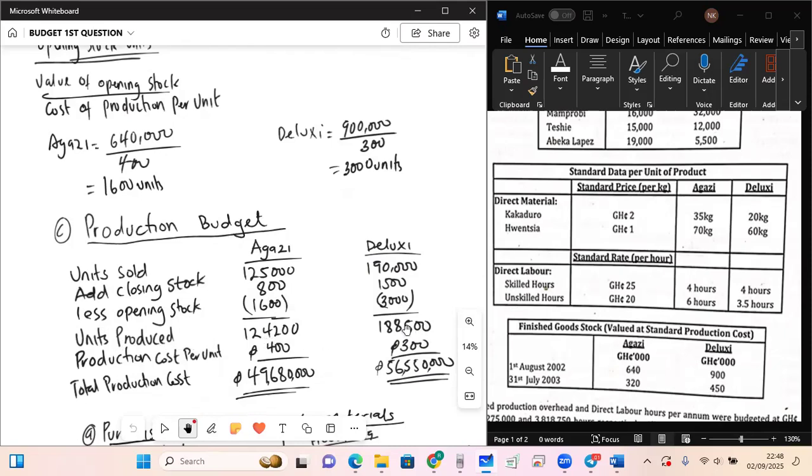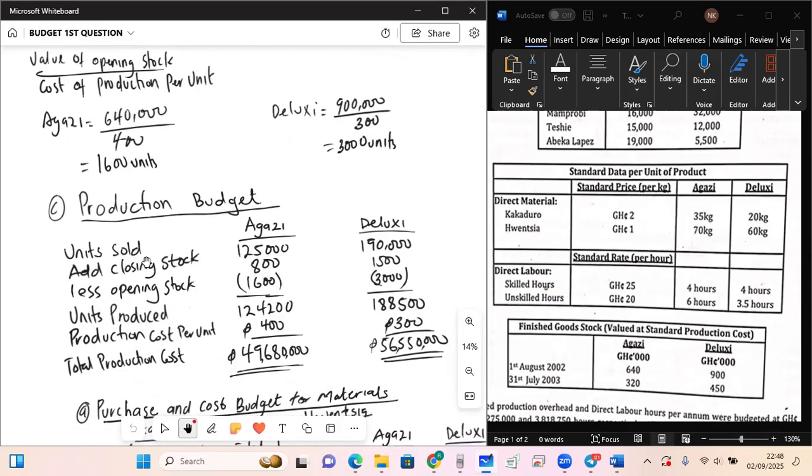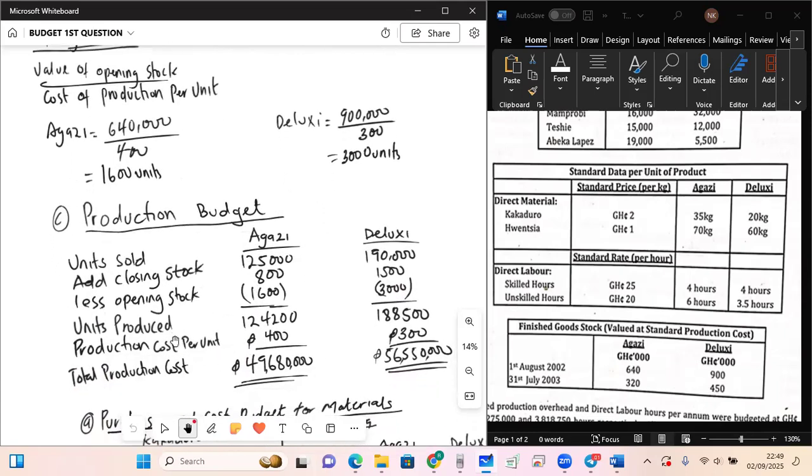Now, when we get the actual units produced here, as you are seeing, it is units sold plus closing stock minus opening stock. In the lecture video, I explained that. Then we get our units produced. Now, our units produced for Agazi was 124,200, and then for the Luxy 188,500. Now, the production cost per unit is 400 and then 300 respectively, as we did up there, right? So now, for us to get the total production cost is going to be what?